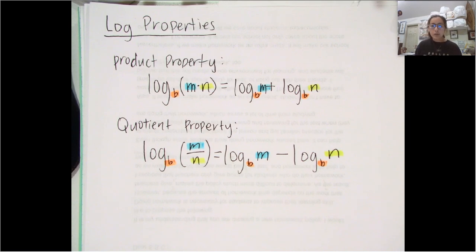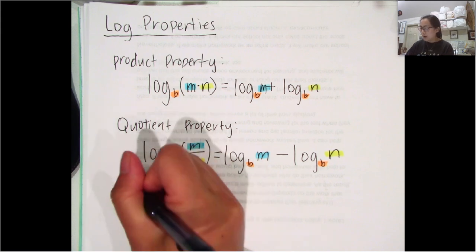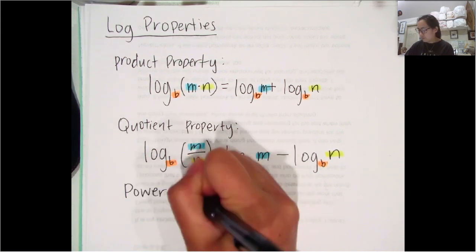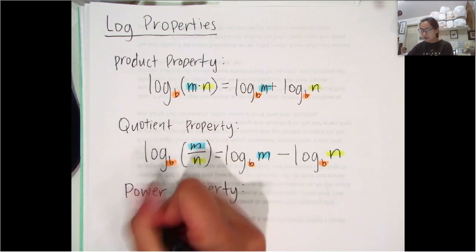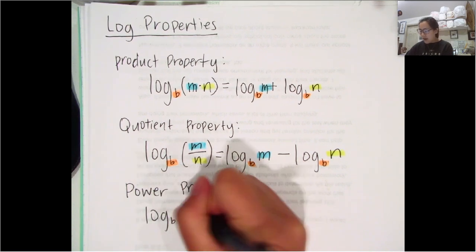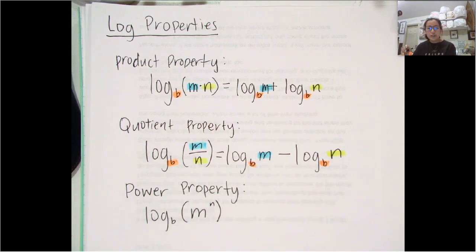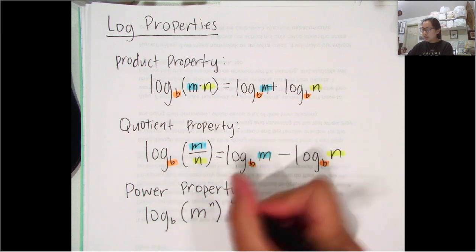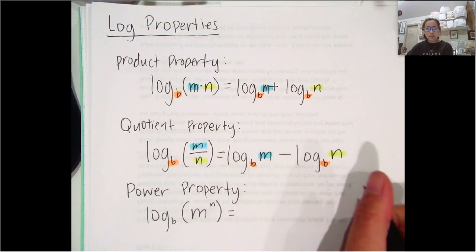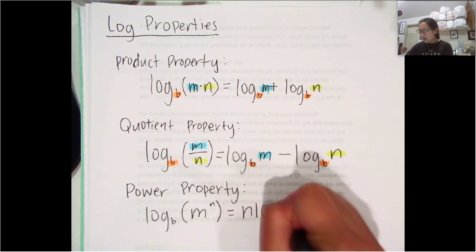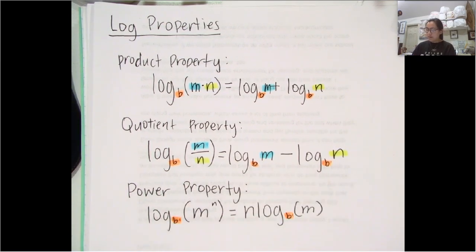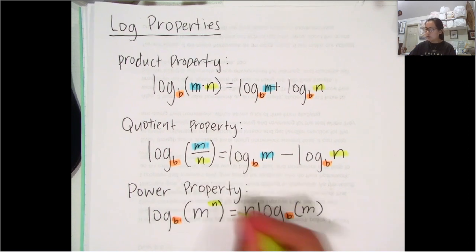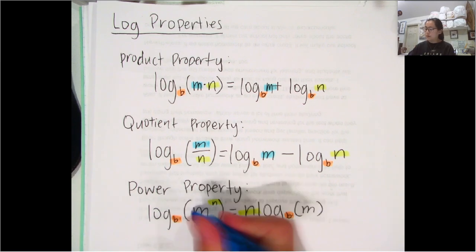Okay. And the last property we're going over in this video is called the power property. The power property. So the power property is when you have a power inside the log. So if you do log base b of m to the n power, what you can actually do is take that power and move it to be the coefficient. So this is equal to, and then we take that n and we move it to be the coefficient. So that would be n log base b of m. So again, the base stays the same, but that power gets moved to the front. Of course, the m also stays the same.